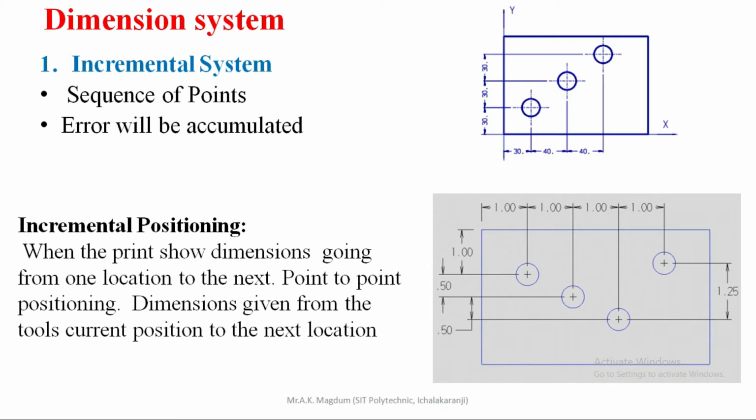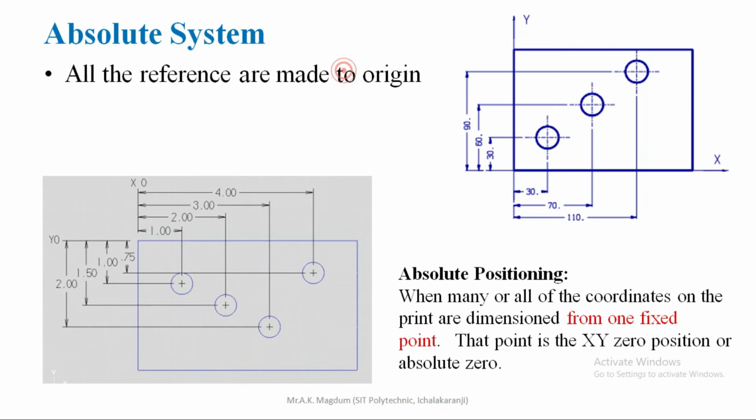One after another, if you want to carry out various operations, in that case the incremental dimensioning system is generally used. And next one is the absolute system. Compare the previous image with this image. You observe all the dimensions start from one origin. This one is the 30 dimension, next is 70, next is 110. These are all dimensions measured from the origin point, either over the y-axis or the x-axis. All dimensions start from the origin point.